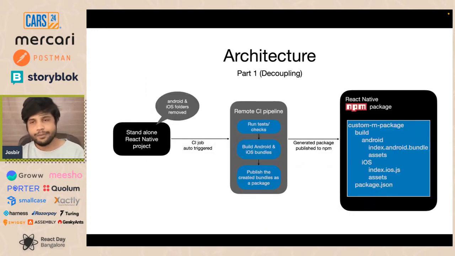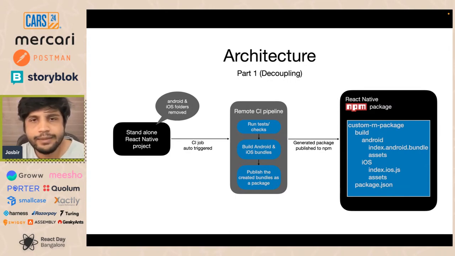And finally, I'll come to our architecture, what we did. Instead of having this parent React Native project and having sub modules inside it, we built a standalone React Native project. And from inside that, we deleted the Android and iOS folders. Whenever there is a merge to the master branch, there's a CI job, a continuous integration pipeline, that gets triggered. And it does a couple of things.